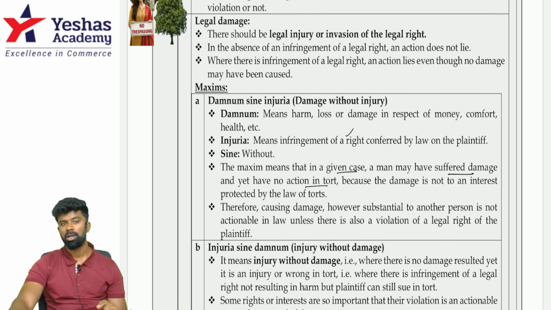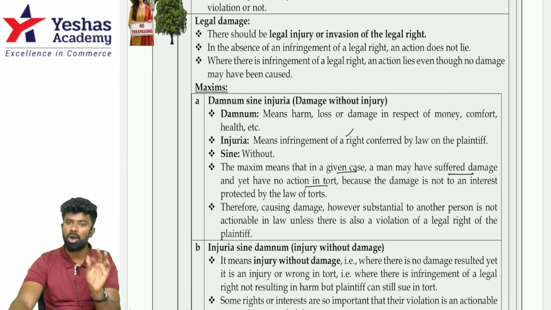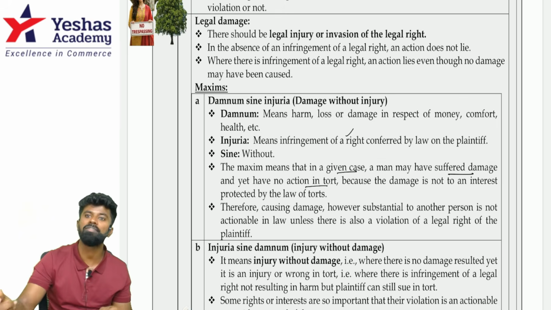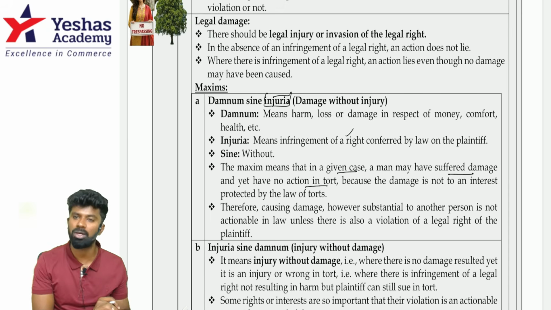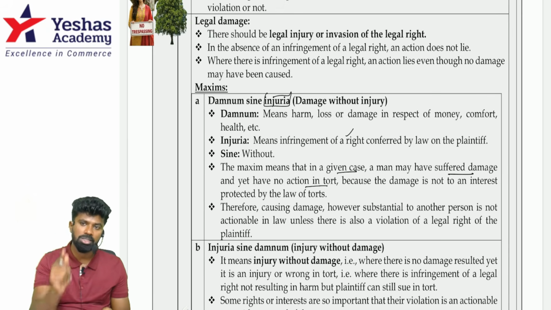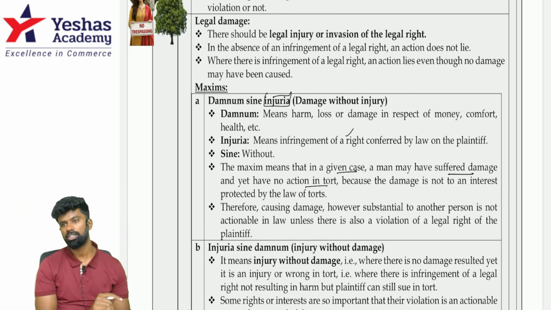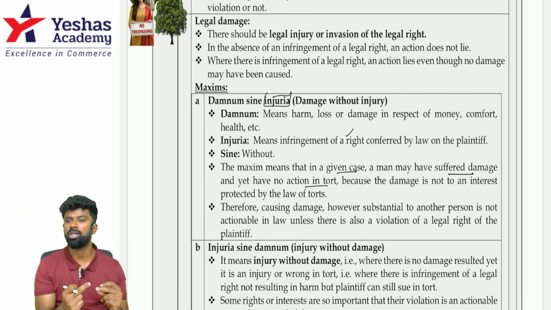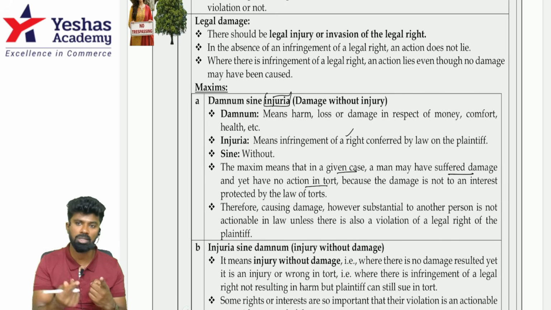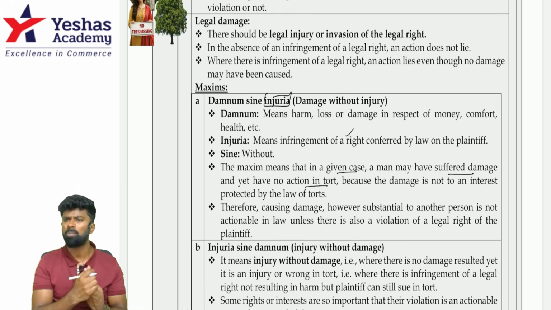Yes or no? But here we are saying damage means loss to the property or persons, not the infringement of right, because we're using the word injuria. It's a Latin word. So we should take into consideration infringement of right, not the loss. What loss? It can be physical loss or financial loss or a property loss.